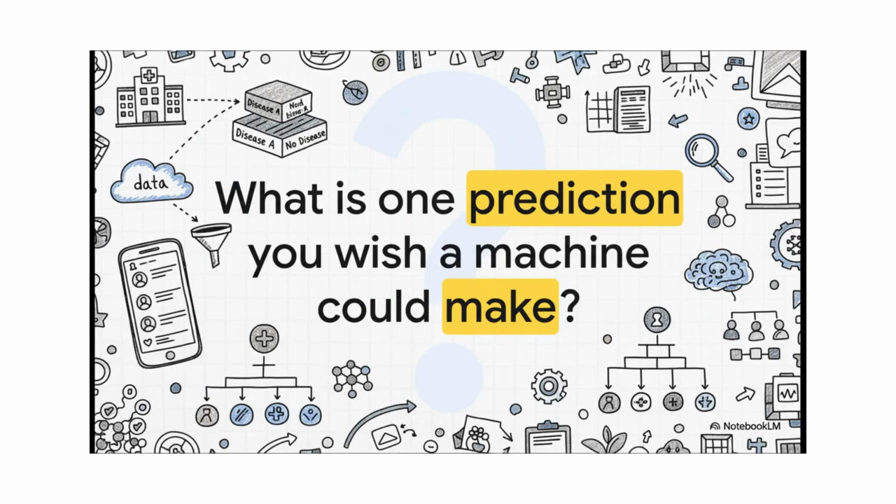And that really brings us to a final thought here. From our hospitals to our social media, classification is this amazing tool that turns raw data into real decisions. And as these algorithms get even smarter, even better at categorizing and sorting our world, it really makes you wonder, what's the next big problem they're going to solve? What's that one prediction you really wish a machine could accurately make for you?